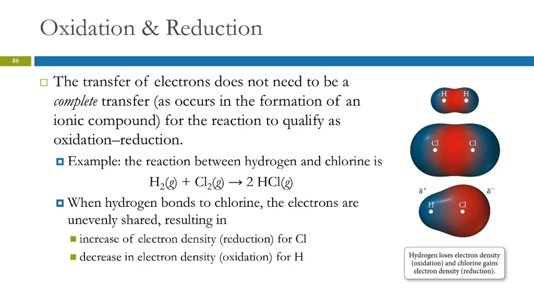So the chlorine has experienced an increase in electron density. A gain of electrons is reduction. So the chlorine's been reduced. The hydrogen has been oxidized. It's experienced a decrease in electron density, a loss of electrons. It didn't lose the whole electron, but it lost some of it.